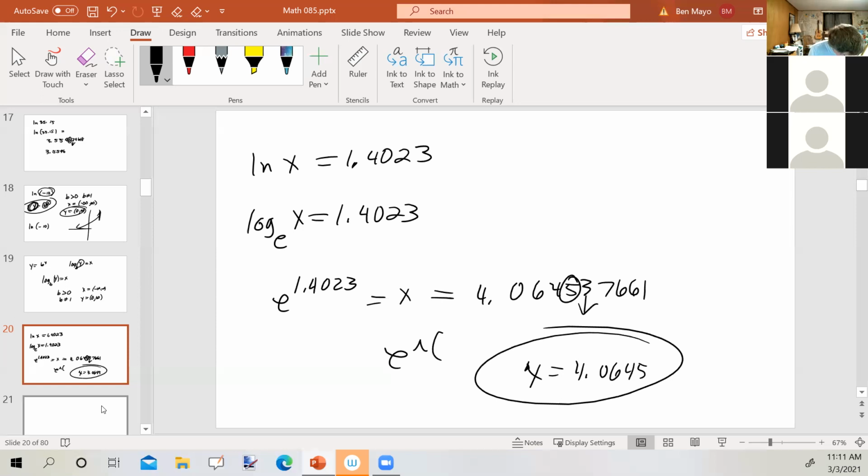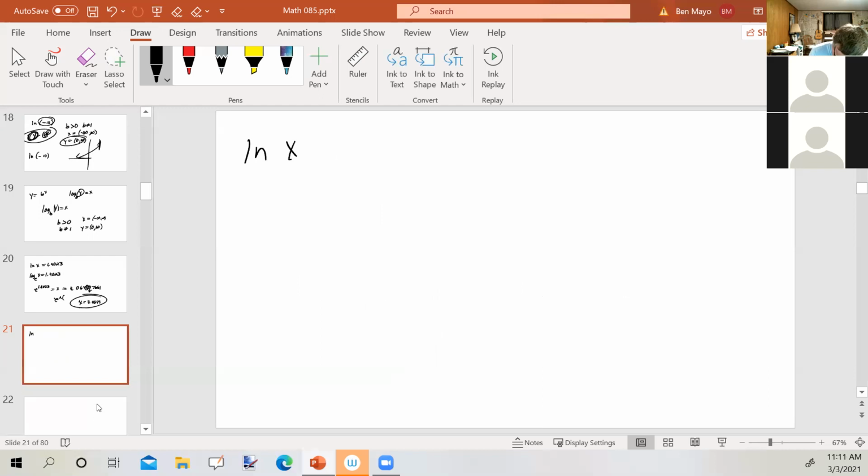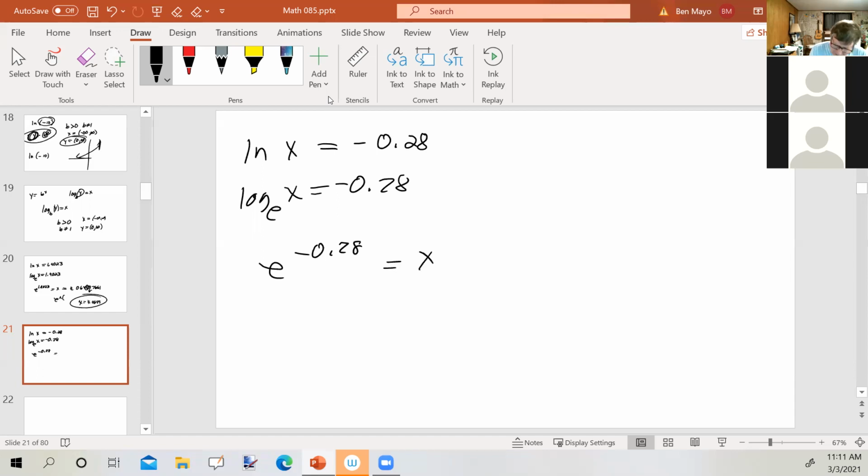All righty, let's do one more of those. Let's say we've got the natural log of x equals negative 0.28. That's the same thing as log base e of x equals negative 0.28. So e to the negative 0.28 equals x. So on our calculator, let's see here, e to the negative 0.28, and we get 0.75578. The 8's going to round up, so 0.7558.